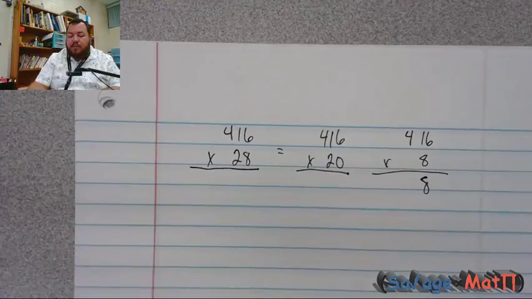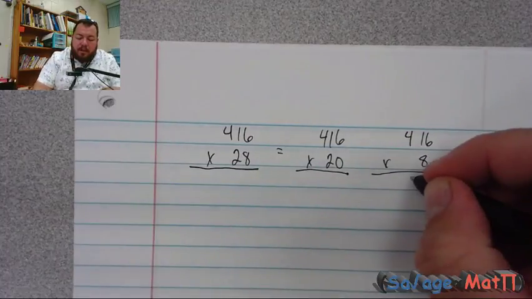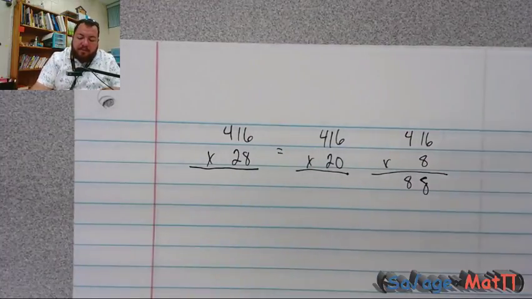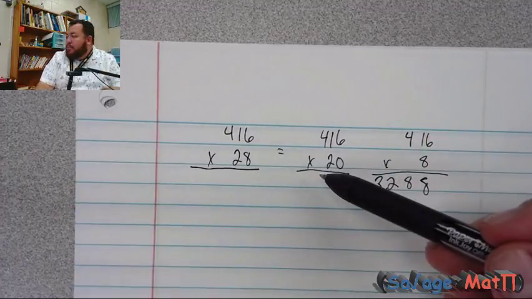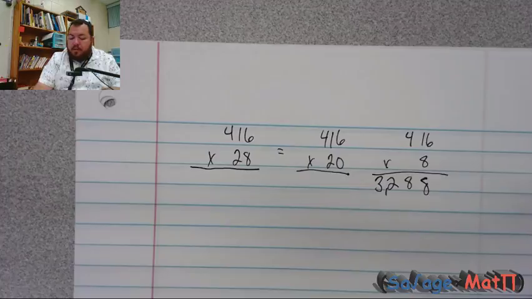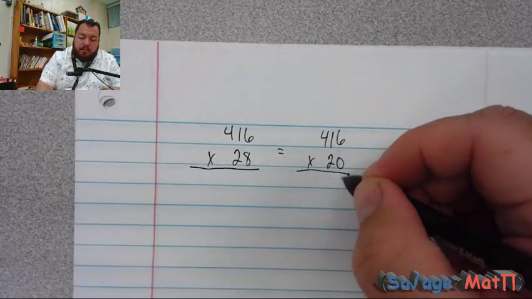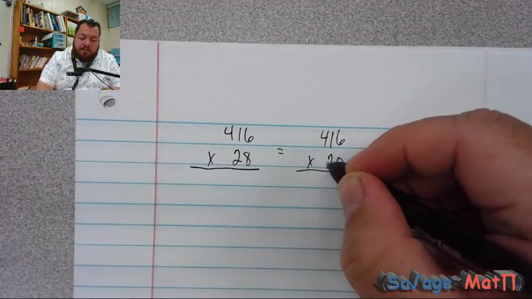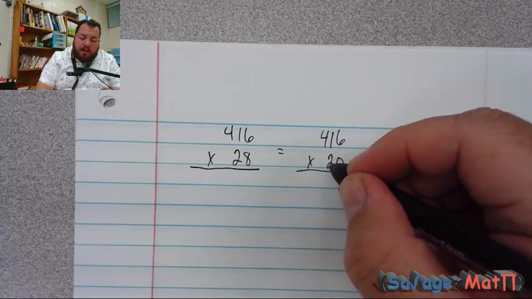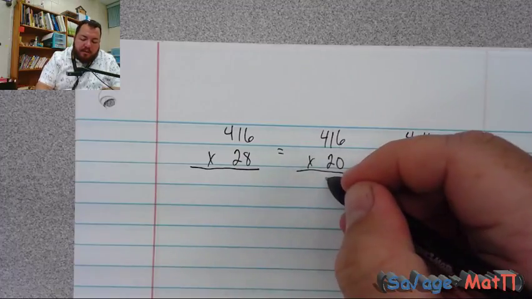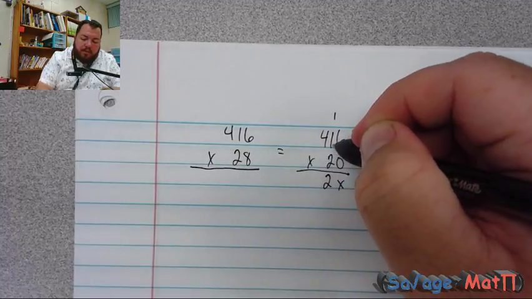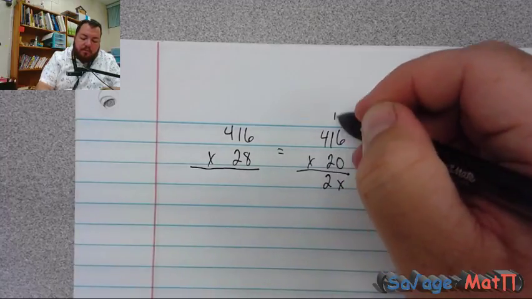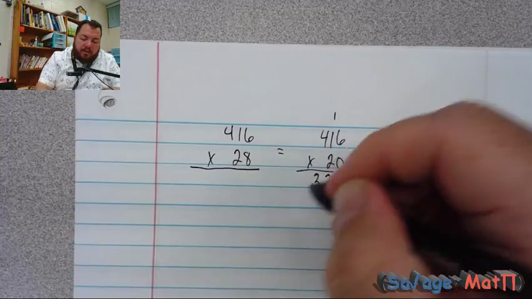Eight times 6 is 48, and you do 8 times 1 is 8, and then you do 8 times 4 is 32. And then here you would have the 20. And right here we would just put a place 0 because we're in the 2 column now. And then we would do 2 times 6 is 12, carry the 1. 2 times 1 is 2, plus 1 is 3. 2 times 4 is 8.